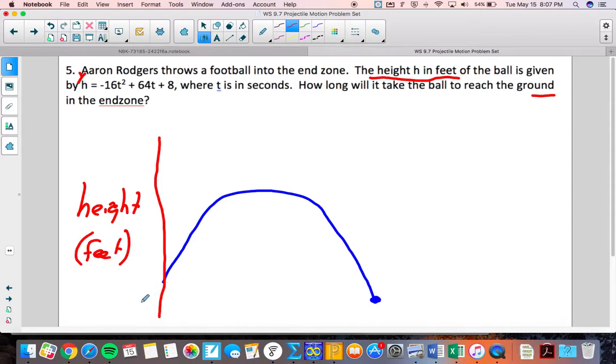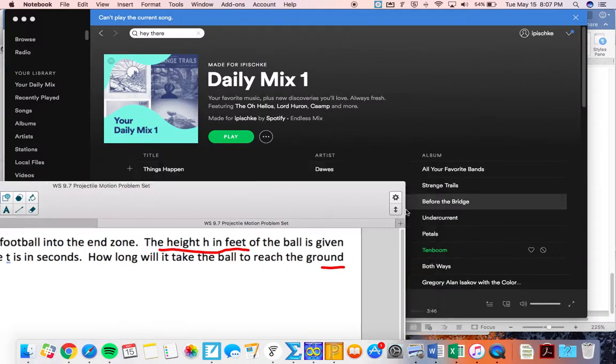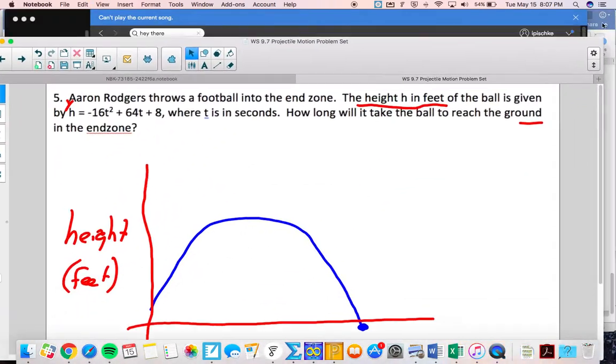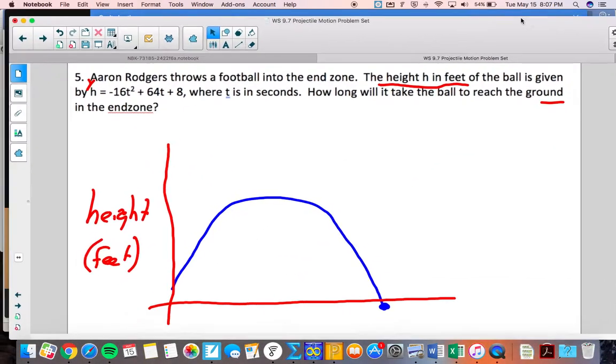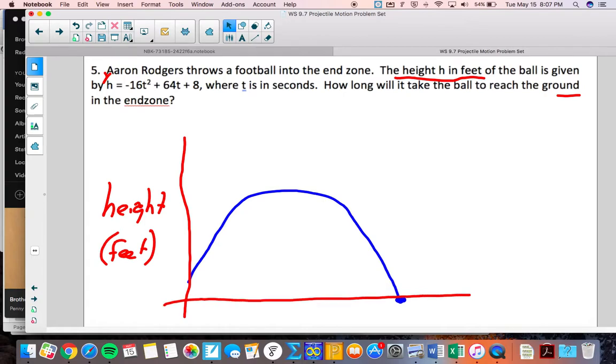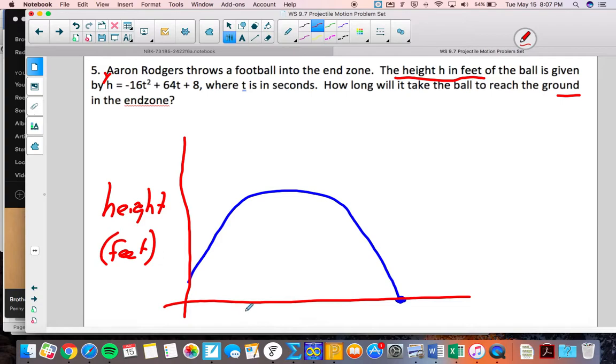And we know that again based upon the time in seconds. There we go. Let's drop the ground down to there. Kind of cheated on that, but whatever. Time in seconds. Alrighty, so how long will it take for the ball to reach the ground? We're talking about this point right there.